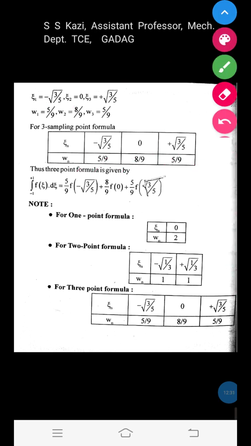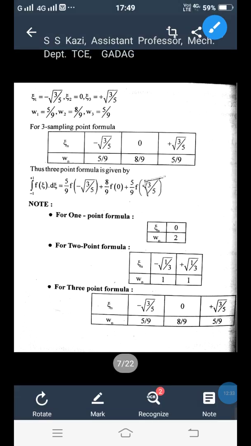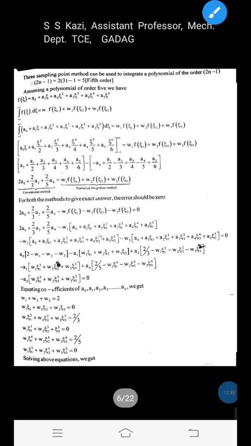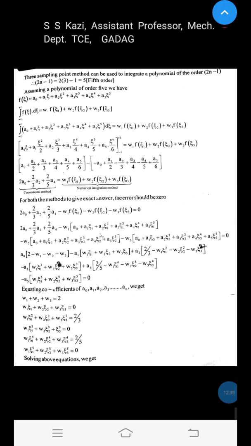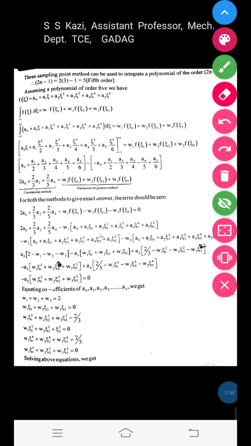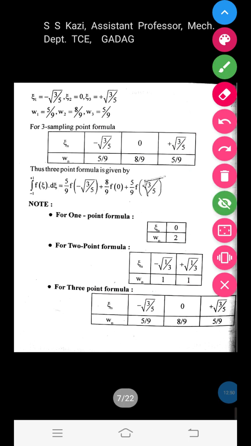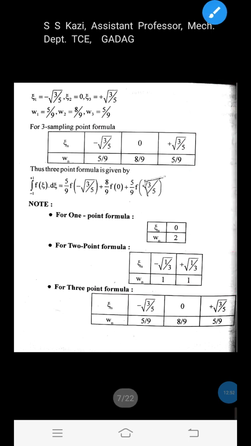See here. Now, these zeta 1, zeta 2, zeta 3 and W1, W2, W3, these weights and sampling points, if you substitute whatever we have calculated, in all these equations you will get the same result, it will not be affected. Now, we have discussed in the previous video and this video the 1 point, 2 point and 3 point formula.